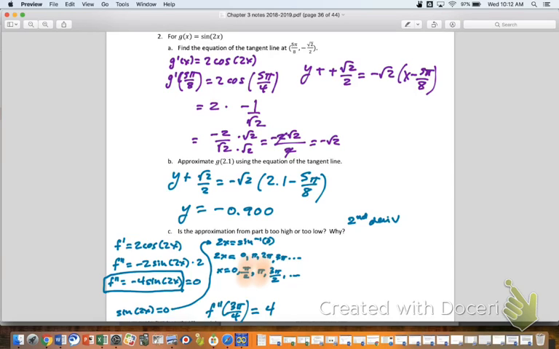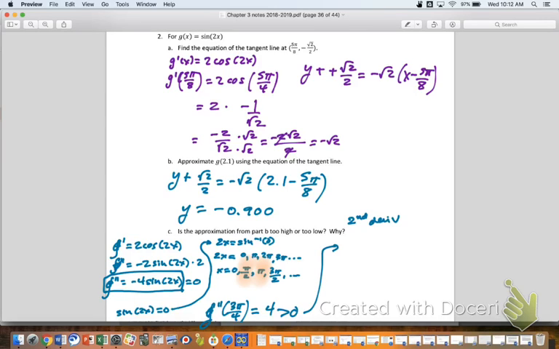Oh, yep, it should be. All these should be g's. I just misspelled g with an f. Thank you. Okay, so that number is positive. So since g double prime is positive, g is concave up, and my approximation is too low.